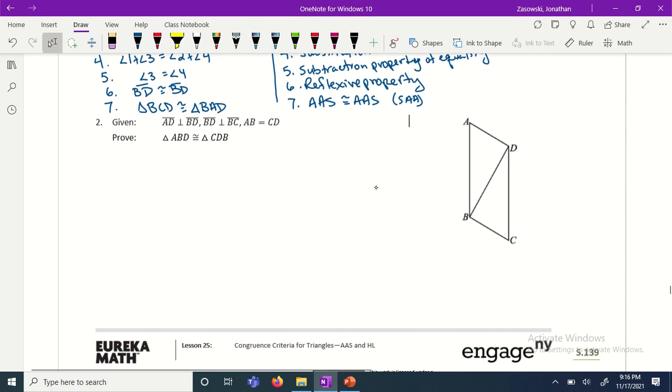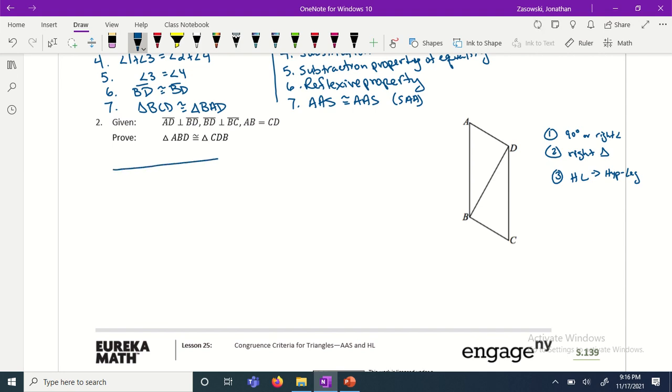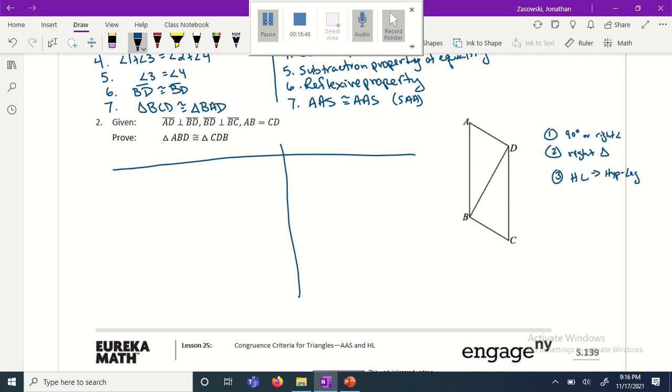So remember the process, right? Number 1, we have to get some sort of a 90-degree angle or a right angle. Okay? We're going to make sure we say it's a right triangle. Okay? And then we can go ahead and use HL, but we have to get a hypotenuse and a leg in both triangles congruent. So let's do it. So go ahead and fill in your T-chart, statements and reasons. Pause it now, finish that.